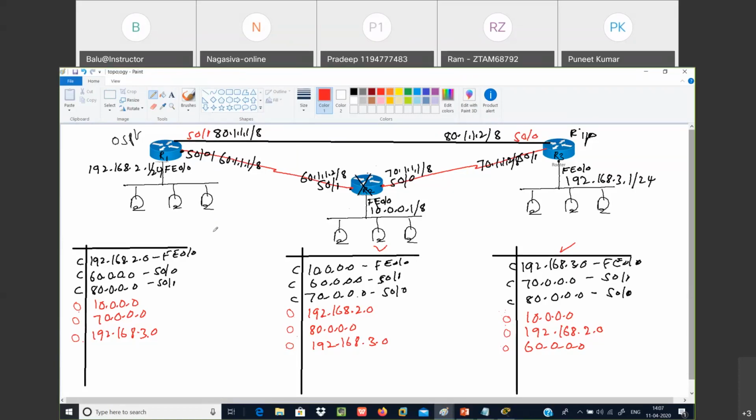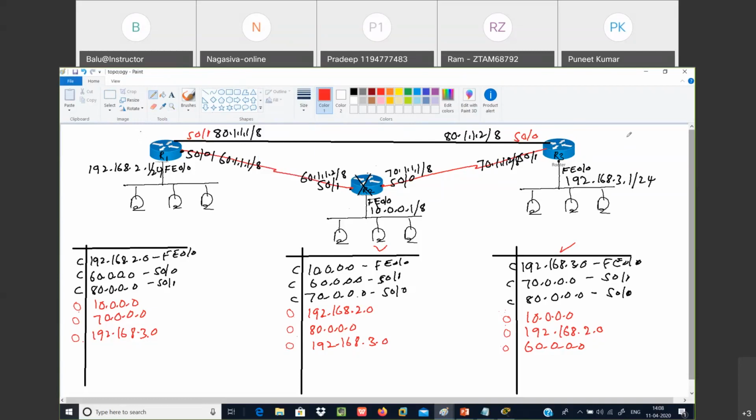Dynamic routing protocol is recommended to configure in medium and large networks. Dynamic routing protocols are of two categories: IGP and EGP. IGP categories: distance vector, link state, and advanced distance vector. RIP comes under which type of protocol, guys? Which category: distance vector, link state, or advanced distance vector? Distance vector protocol is RIP.